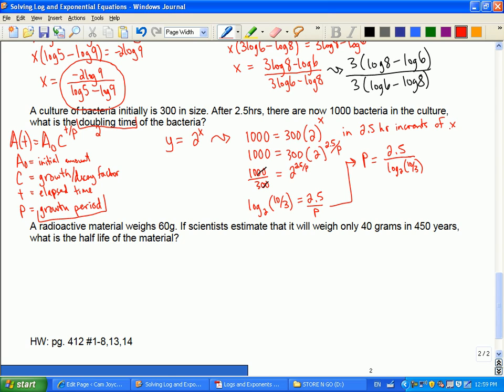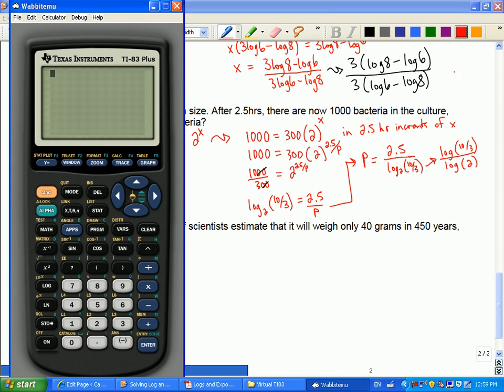Now, if you don't have one of those really cool calculators that can do this log base 2 for you, remember the change of base rule. You can make it any base you want, where the old base goes to the bottom and the argument is at the top. Okay, so for me, that's going to be 2.5 divided by, and it's the log of 10 over 3, divided by the log of 2. So it would take approximately 1.44 hours to double.